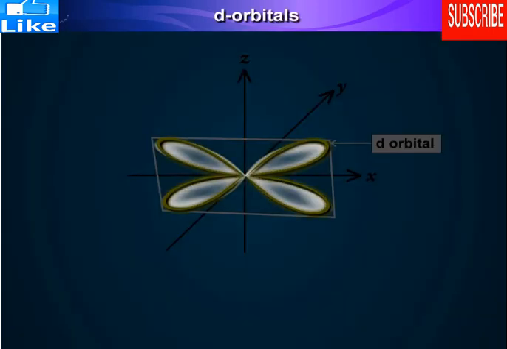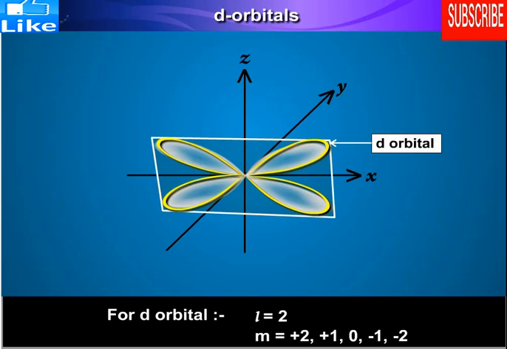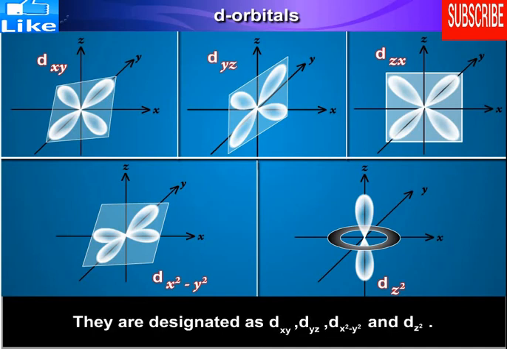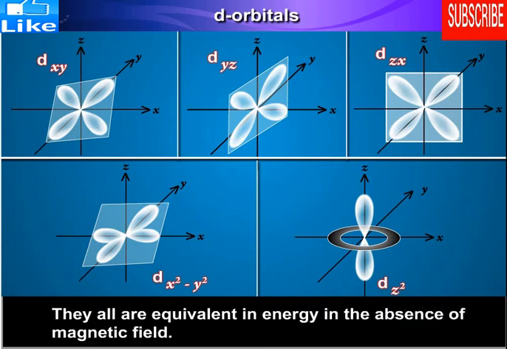D orbital. For d orbitals, l is equal to 2, m is equal to +2, +1, 0, -1, -2. D orbitals have 5 orientations. They are designated as dxy, dyz, dxz, dx²-y², and dz². They all are equivalent in energy, in the absence of magnetic field.